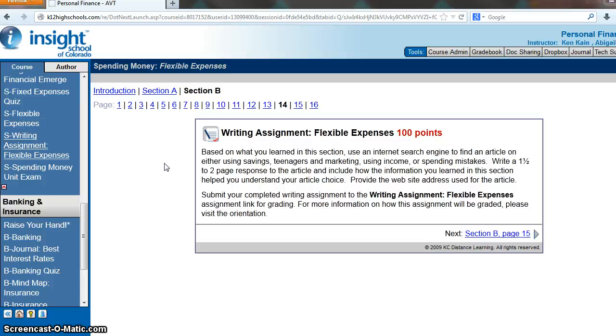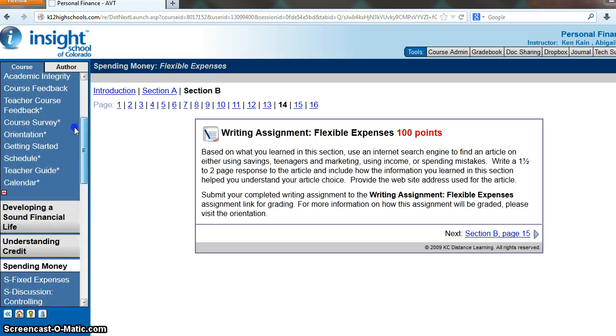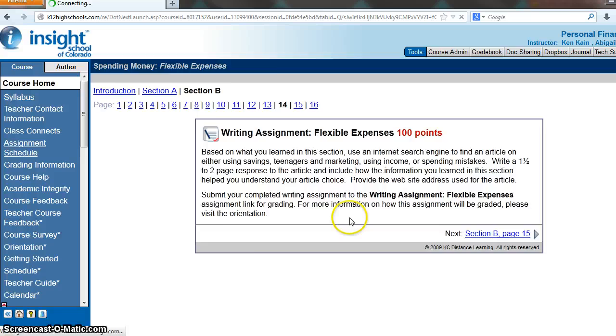So kind of just summarize the article for me and maybe point out some either mistakes that you found that people were making in the article or some good advice that the article offered and how to counteract your spending mistakes, so maybe ways to save money instead of spend money. So pretty easy assignment, just find an article of your choice and write a summary and then kind of a reflection on what you took away from that article.